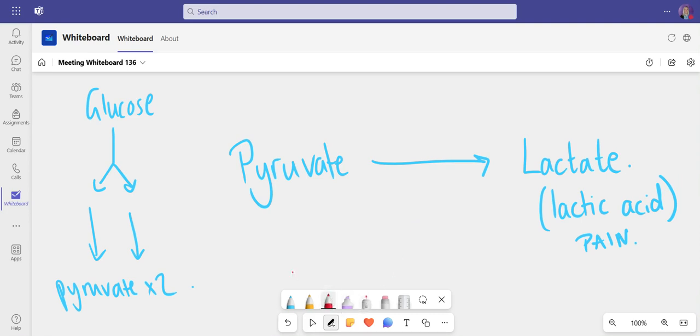Now, the main problem is that in glycolysis, one of the stages is that we need to use NAD to take a hydrogen, which forms reduced NAD or NADH. Okay, and we need that to make the ATP. But what happens over time is that all the NAD becomes NADH, and we need to be able to turn it back into NAD again. And that's what this process does.